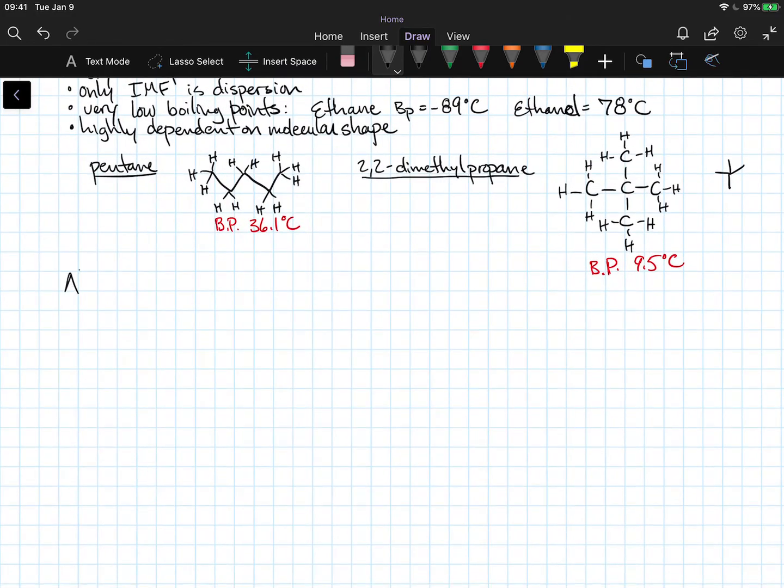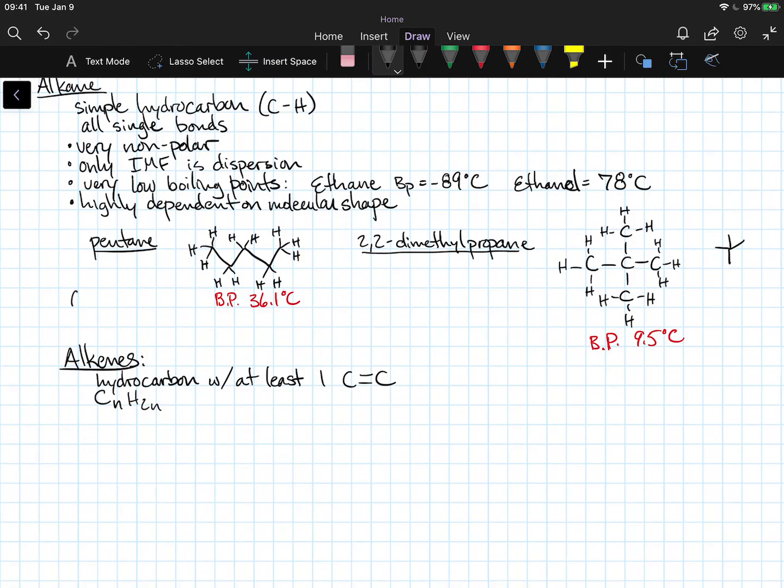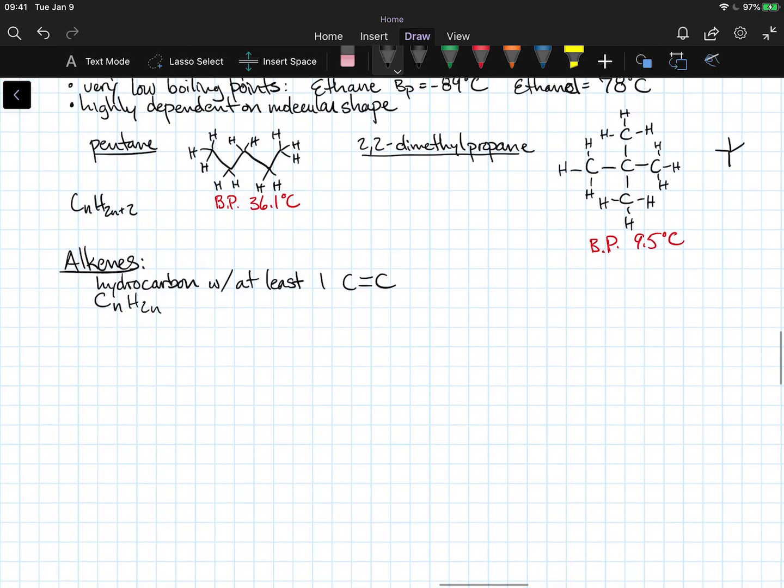Next up is alkenes. So it's a hydrocarbon with at least one double bond. And by that I mean one carbon-carbon double bond. They have the generic formula of CnH2n. So remember with our alkanes, those are CnH2n+2, so we're taking away 2 hydrogens.